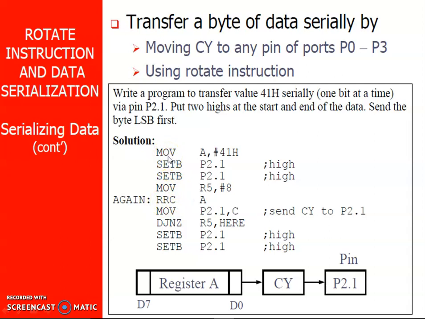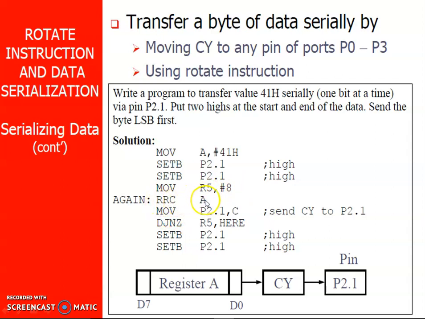Here, first put the value 41H into the accumulator. As told, put 2 highs at the start. So SETB P2.1, SETB P2.1. You are setting the value to high. Then MOV R5, #8. Again this is the count value. Since there are 8 bits, we have to transfer all the 8 bits one at a time, so we have to execute the loop 8 times.